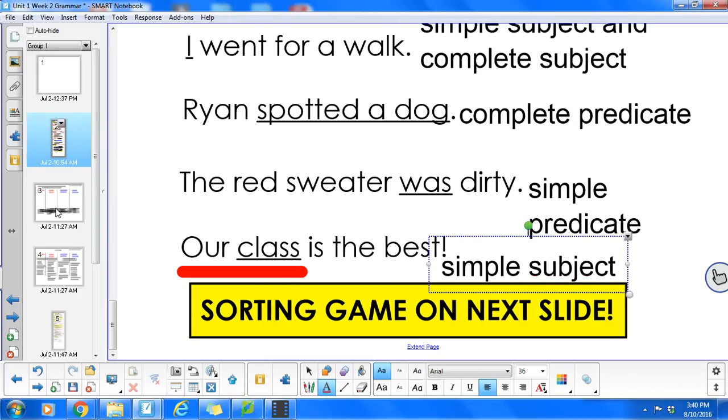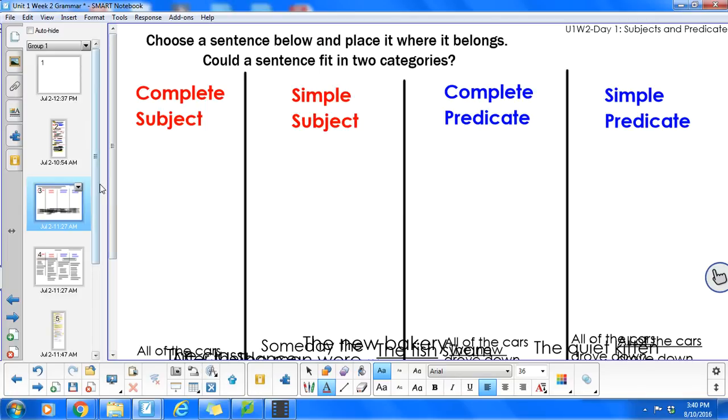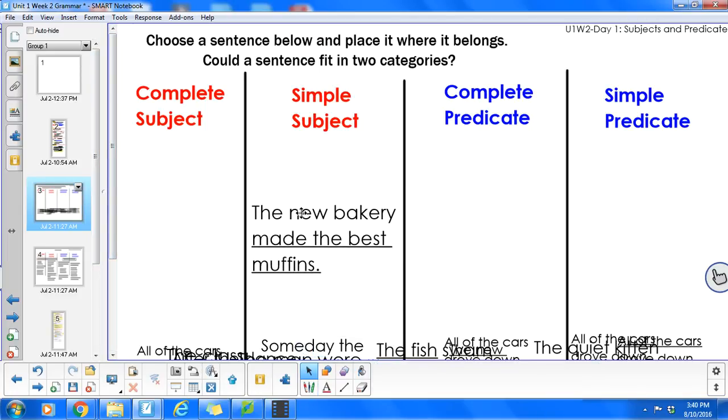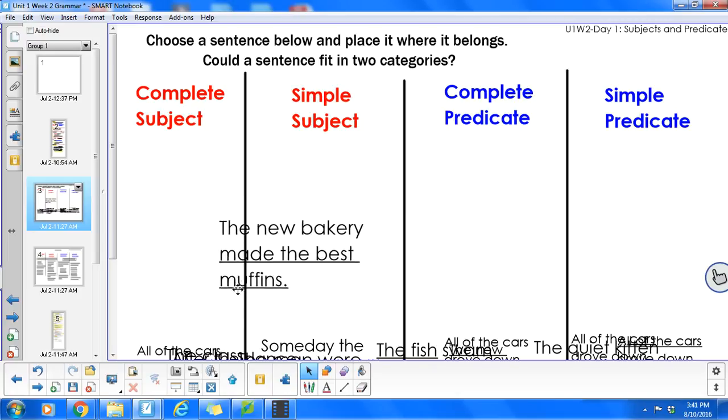Let's try a sorting game to practice our complete subjects and simple subjects. So, decide if the underlined section is a complete subject, a simple subject, a complete predicate, or a simple predicate. Before I move each one, you can pause the video to see if you can decide where it belongs.